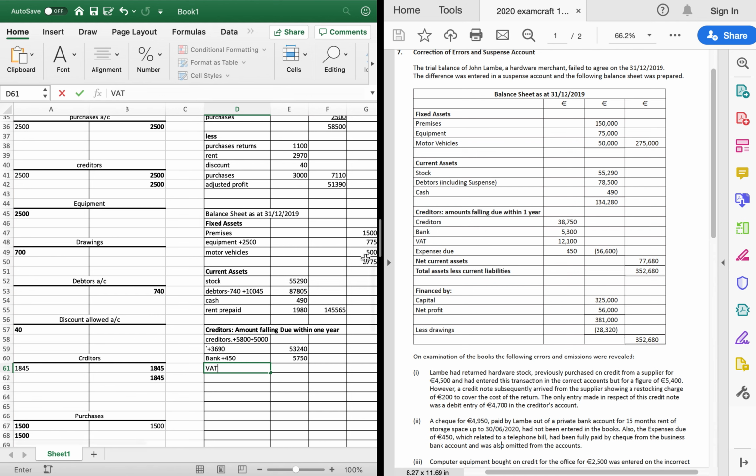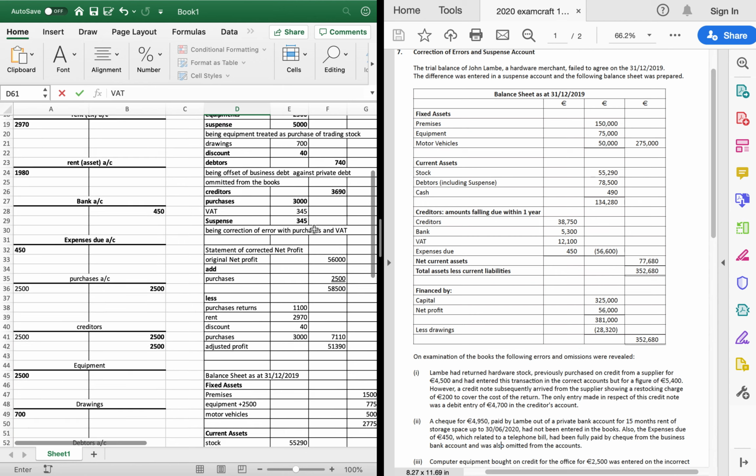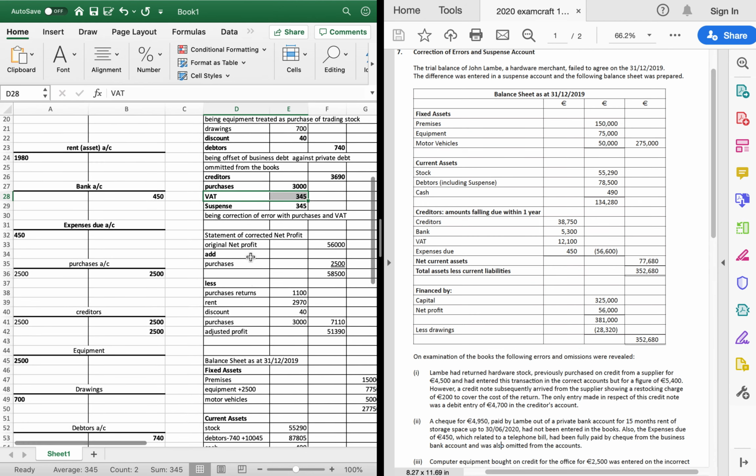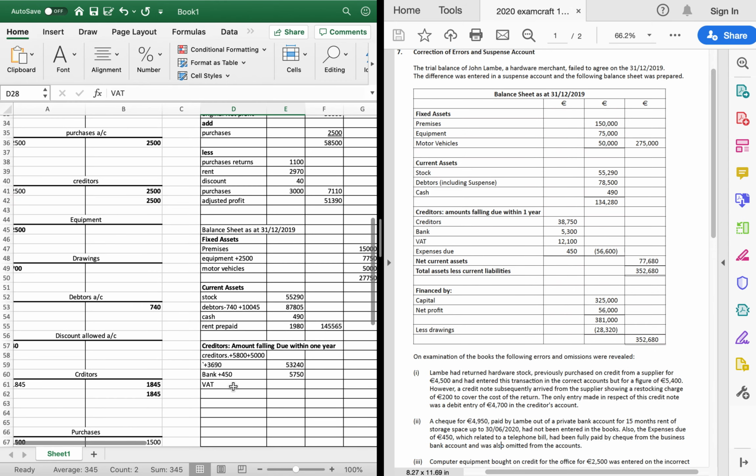That changed in the last one. So we've got a debit of VAT of 345. So debits reduce our liability. So it's 12.1 minus 345. So for your liabilities, it's add credits, take debits. So we have to take 375 away, which is 11,755. Expenses due went to zero.